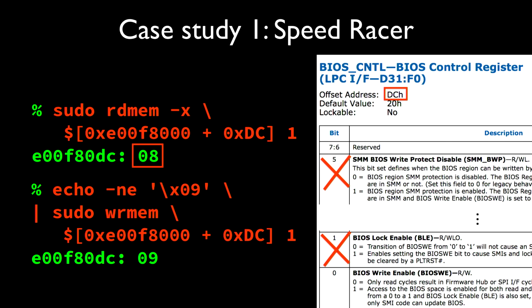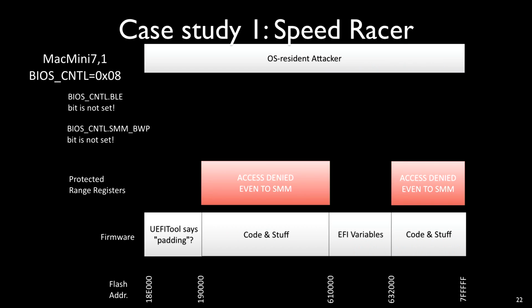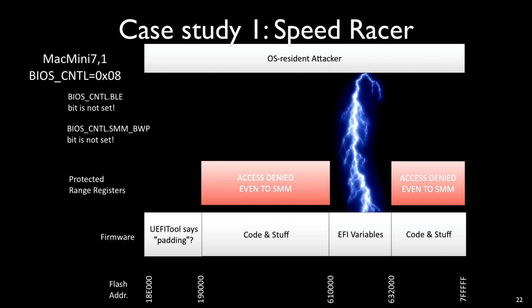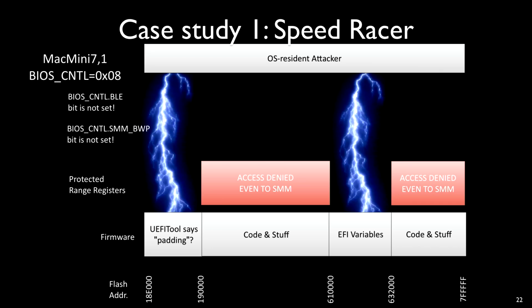And it turns out that an OS resident attacker is able to write a 1 to the BIOS write enable bit, and now they can write to the BIOS. They can't write to the entire BIOS because of the protected range registers, but it does mean that they can write arbitrarily into the NVRAM variables. They can also write to any region that's not protected by the protected range registers.